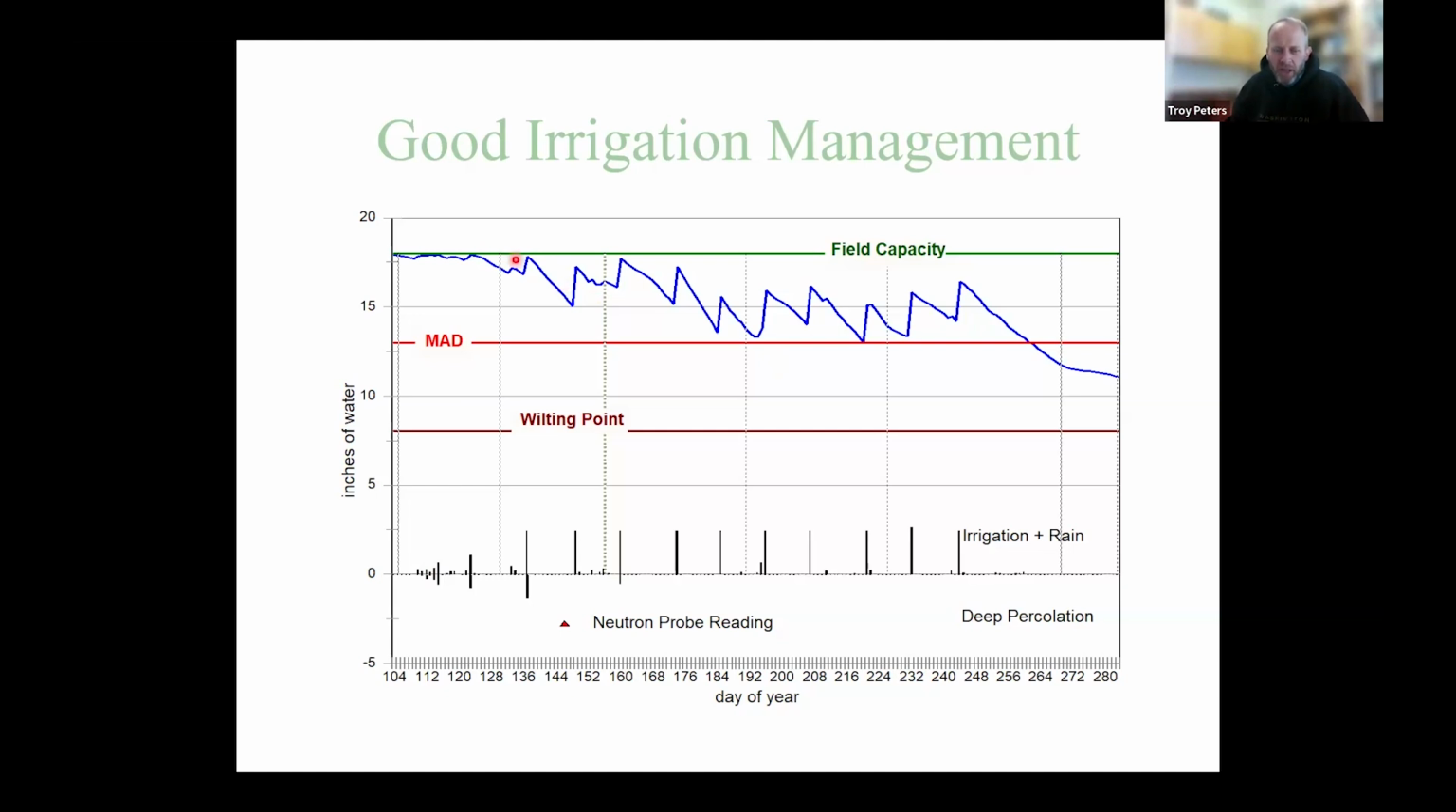If you watch this in real time, it will go above field capacity, but only for a short amount of time, like half a day or something. Anyway, so we can model this soil water content over time. And the idea is to keep the soil water for maximum production between field capacity and this MAD point.